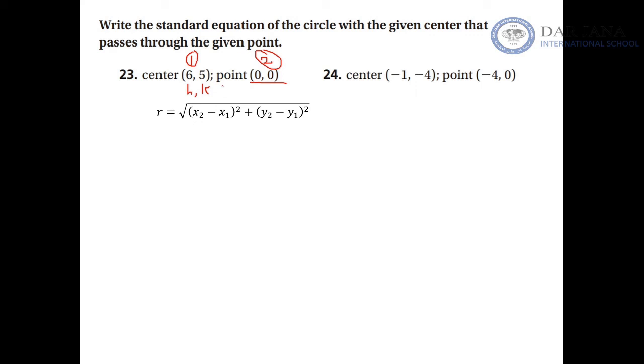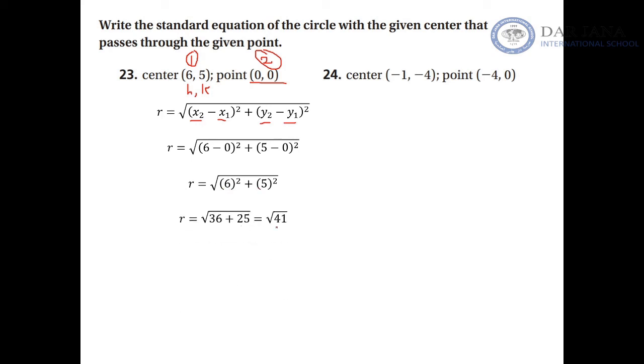Okay, if he didn't give me the radius, or he didn't give me a graph with an easy way to calculate the radius, I'm going to use the distance formula. But since point 2 is easier to subtract by 0, I'm going to choose this one to be point 2. So it will be 6 minus 0 squared, x2 minus x1, and 5 minus 0 squared for y2 minus y1. So it will be the square root of 6 squared plus 5 squared, which is 36 plus 25, equals radical 41. And now I have the radius.